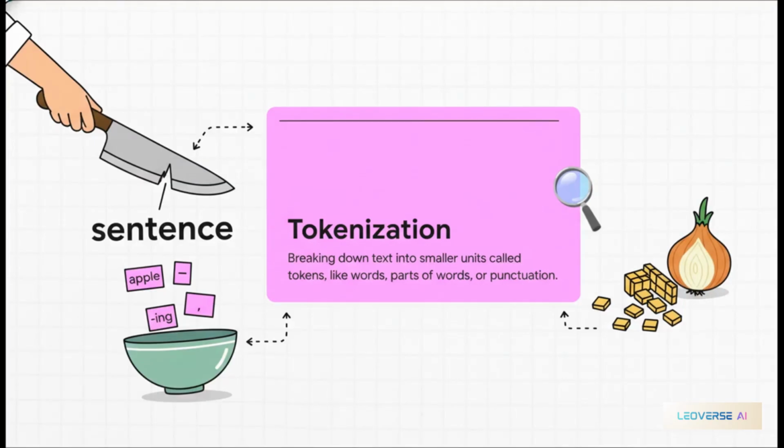So what is tokenization, really? It's just the process of splitting text into these small units we call tokens. The best analogy is a chef dicing an onion. You take a whole complex thing, a sentence, and you chop it into consistent, predictable pieces. A token can be a whole word like run, a part of a word like ing, or even just a piece of punctuation like a comma.